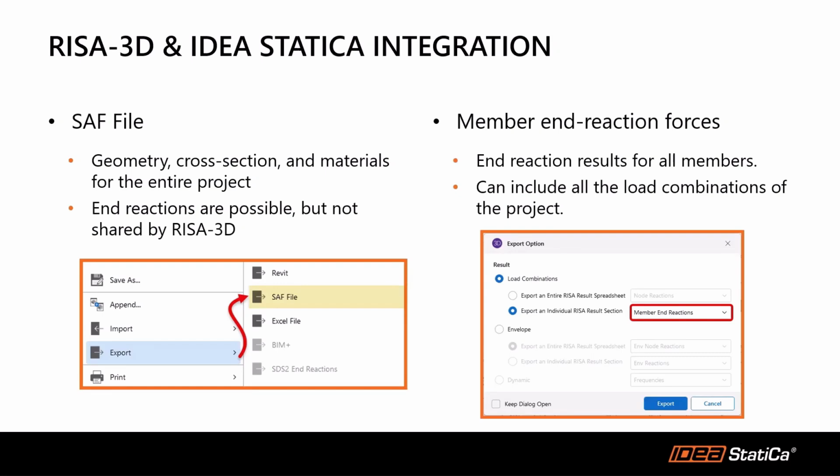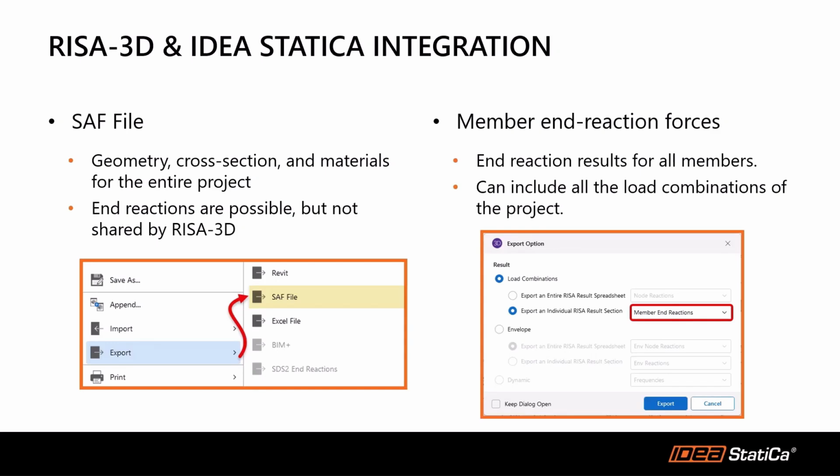So this brings us to the second file that we need, and that is the member end reaction forces. Within this type of export file, we will be able to have the end reactions results for all the members and also include all the load combinations for the entire project. With these two files, we will be able to complete the integration so that it reduces manual work and also improves the efficiency of the integration.